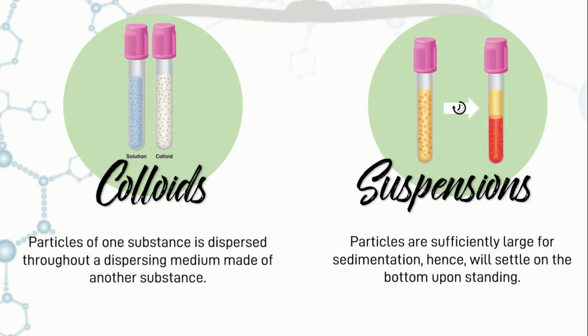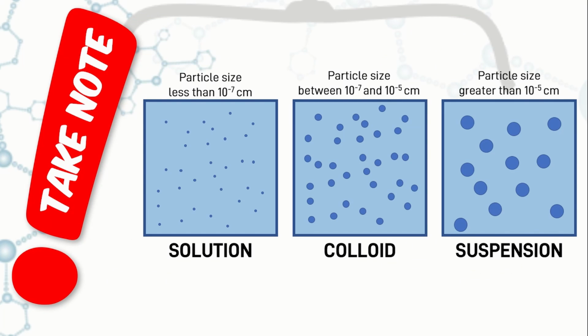Colloidal particles are larger compared to the particles dissolved in a solution, while in suspensions, particles are sufficiently large for sedimentation, hence will settle on the bottom upon standing. You can see above a blood sample. When you leave a blood sample overnight, you will observe that the red blood cells will settle on the bottom since red blood cells are heavier compared to the other components in blood. This is something for you to take note.